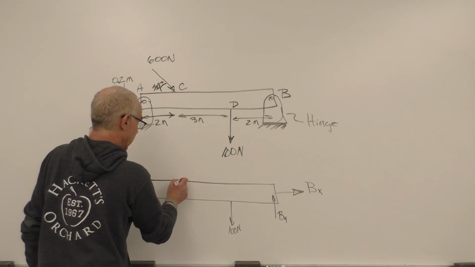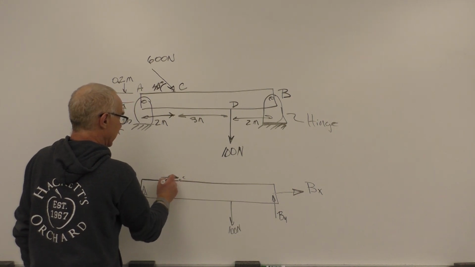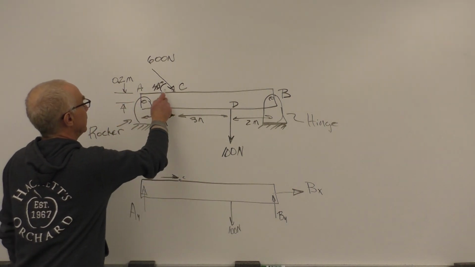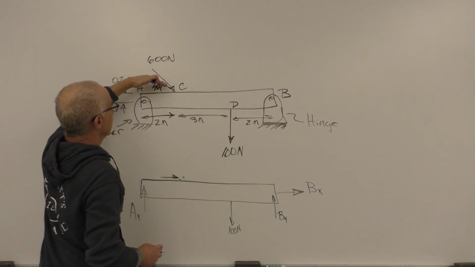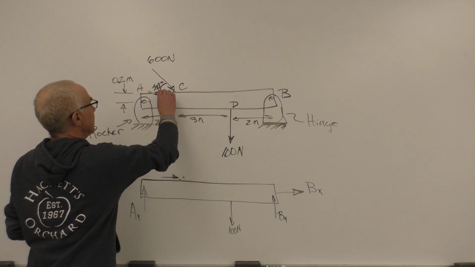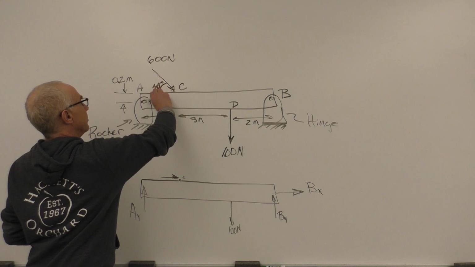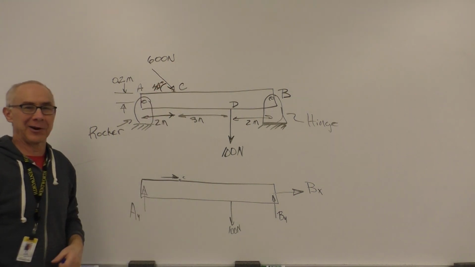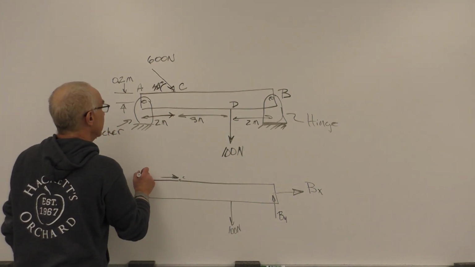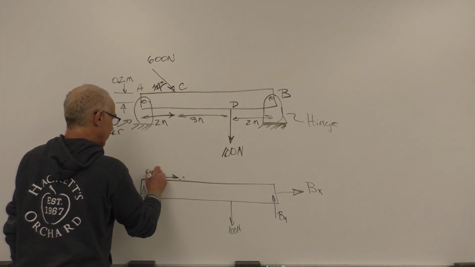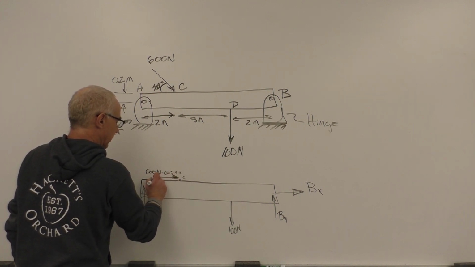So at this point here, which we call C, we're going to have a force acting in the x direction, and you can see the x component will be 600 newtons times cos 45, because it's the force that's adjacent to the 45 degree angle. So this will be 600 newtons times cos 45. That's the x component.